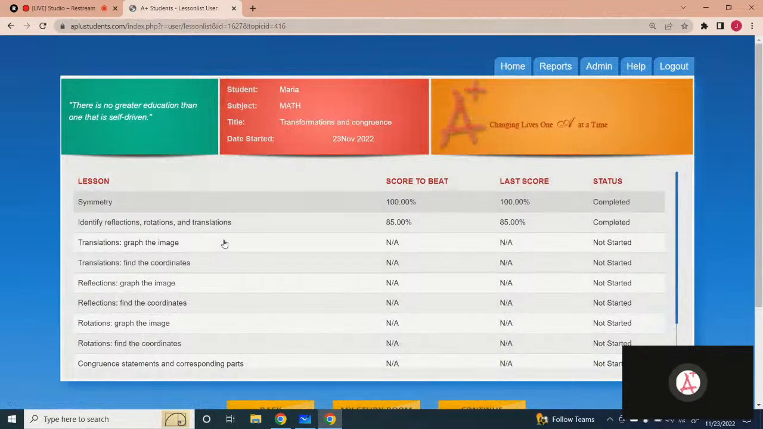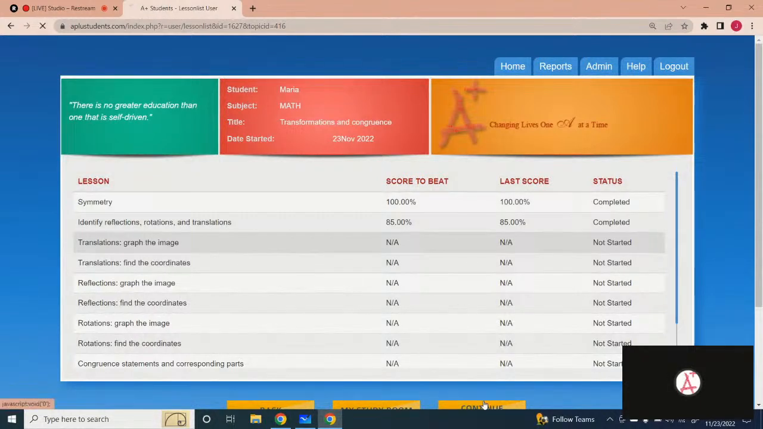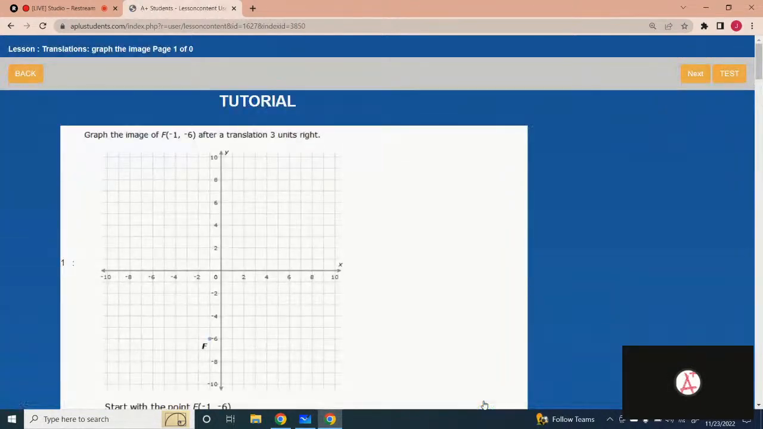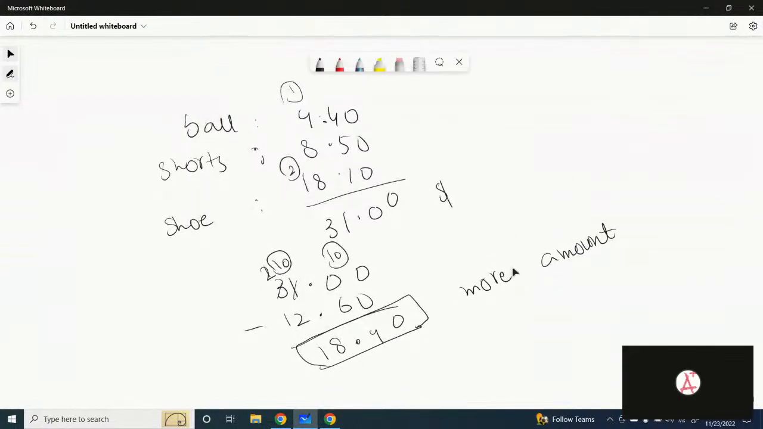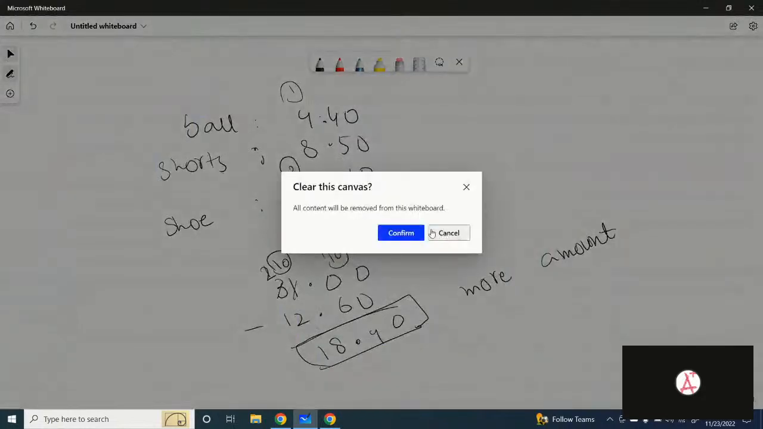Okay, the next topic is translations, graph the image. Let me write down the lesson name. Translations, find the coordinates, graph the image.